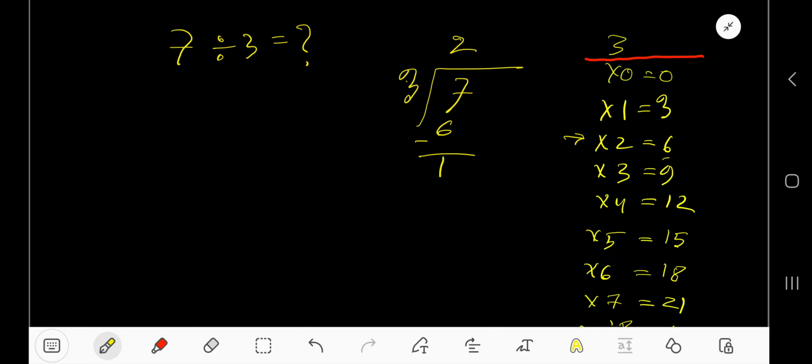If you want to write your answer in decimal form, then put a decimal here and add a number of zeros. Bring down the first zero, but before the zero there is a decimal. The decimal must come into the quotient directly. 3 goes into 10 how many times?